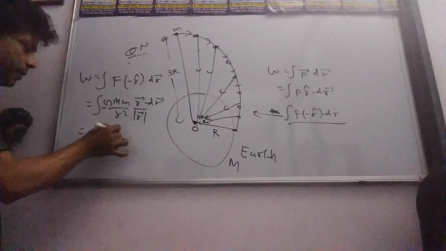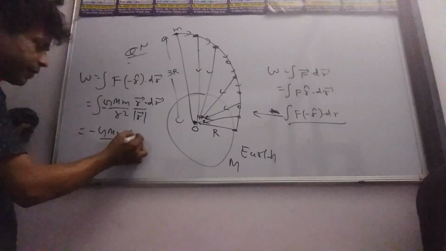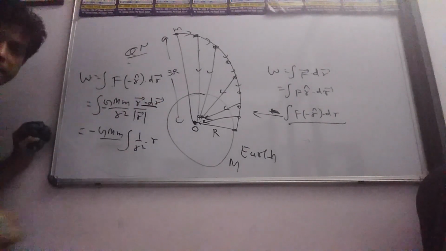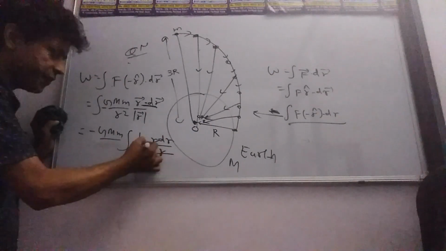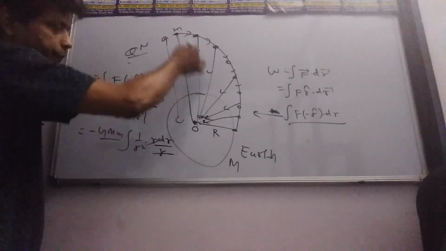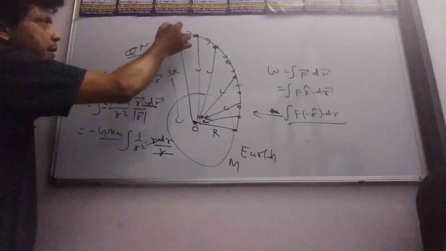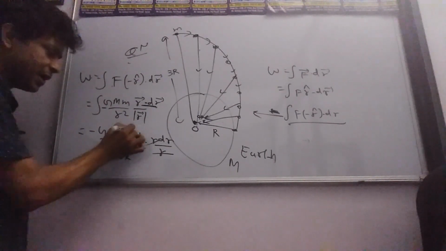Minus GMm out of the integration, 1 by r square. r dr is nothing, I have already discussed it, it is the r dr and by r, this cancels here, all right. And what is the limit of r? We are discussing the intermediate distance r here. See, the initial height is what here? 3r. And the final height is what here? r.